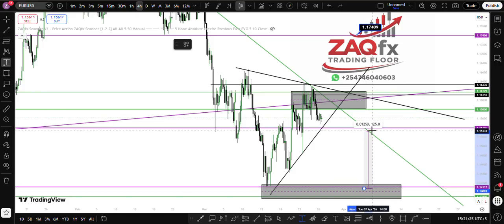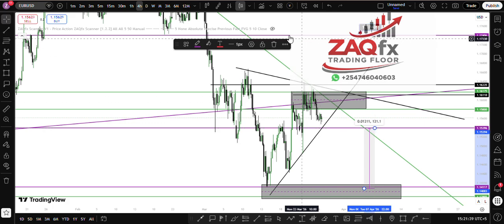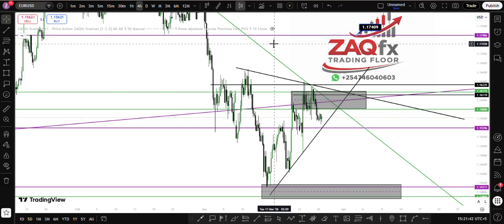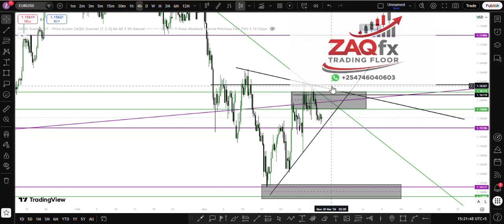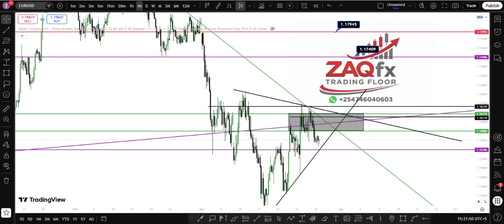There's like 121 points, 131 points on EURUSD. You can do one lot and get 1,200, or you can do 10 lots and get 13,000, depending on your account size. So that's it in a nutshell. I didn't want to talk much about the trend line.